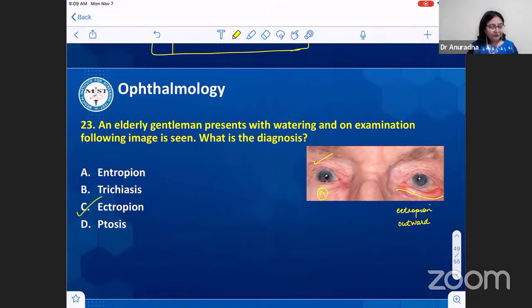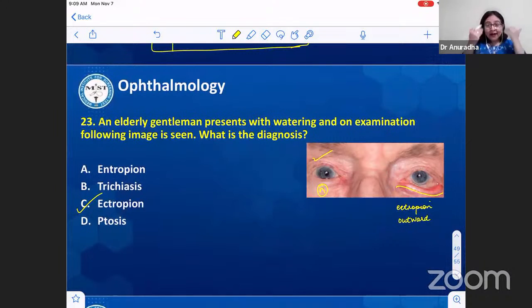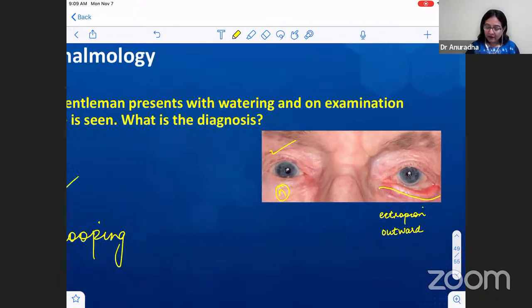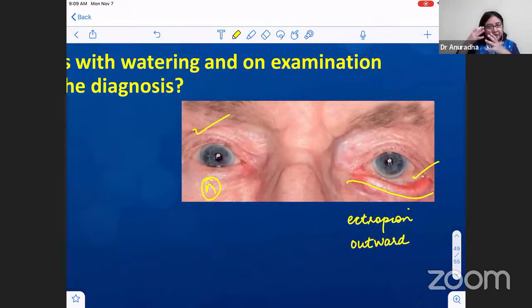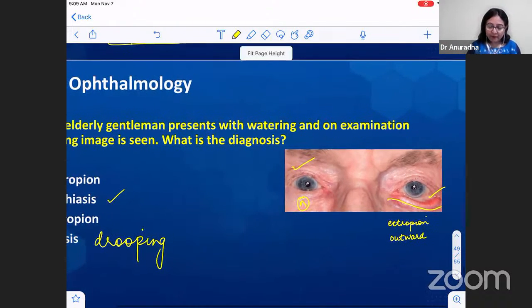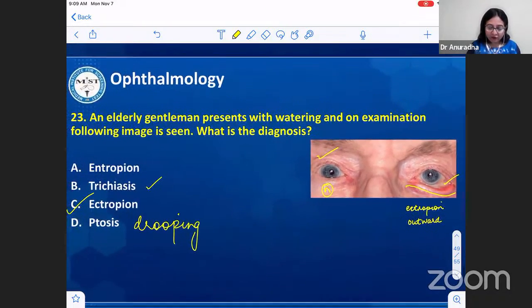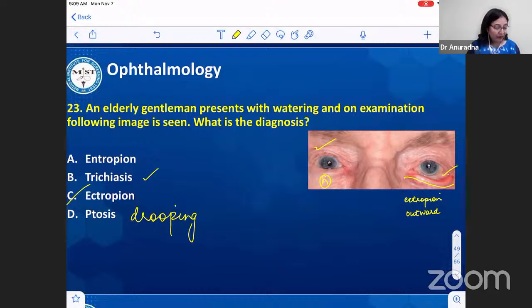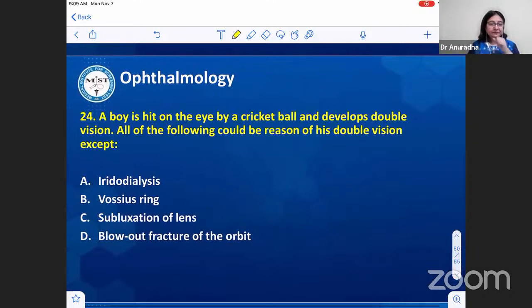So you should know, the lid is outrolled. If it is inrolled, that is entropion. If only eyelashes are inturned, then that is trichiasis. If it is drooping of the eyelid, then it is ptosis. Okay, so the patient is having watering because the tear film cannot be held in place, so there is watering because of the severe ectropion. So you must know what is ectropion, what is entropion, what is trichiasis. Okay, done. Moving on to the next question, beta.